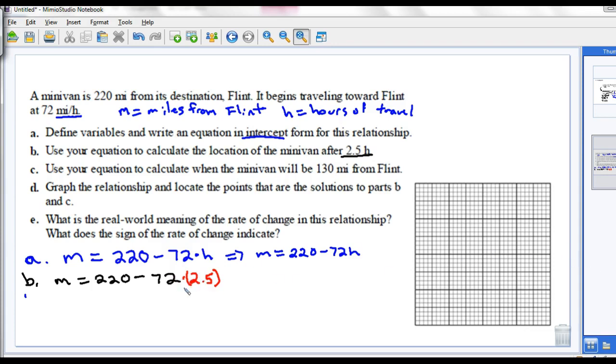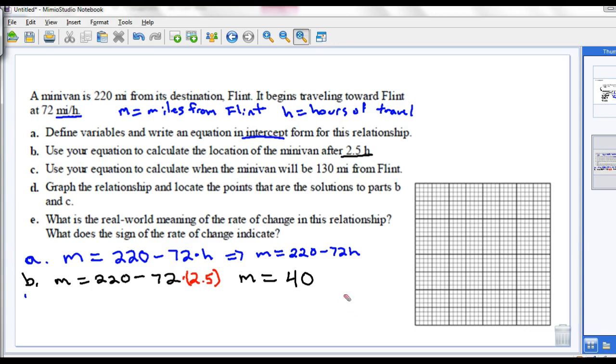When you go through and you get that, you should find out that the number of miles is going to equal 40 miles. So it means it's going to be 40 miles from Flint. Alright, then let's do part C.